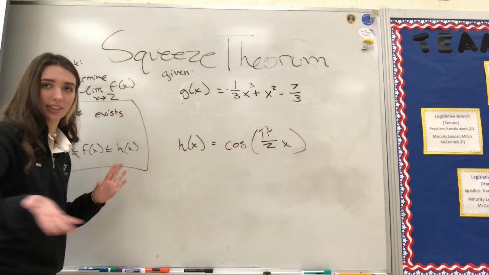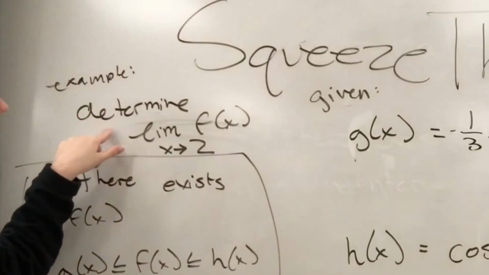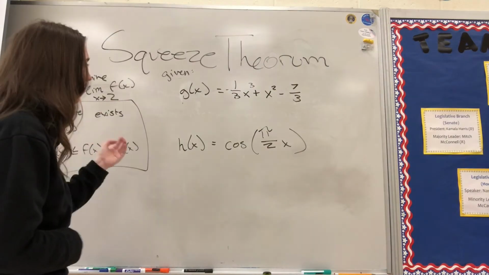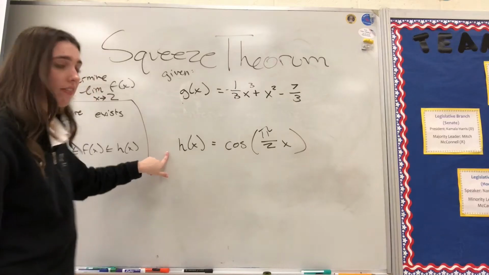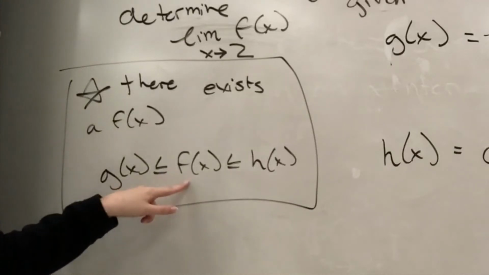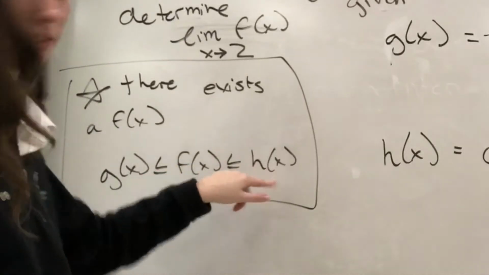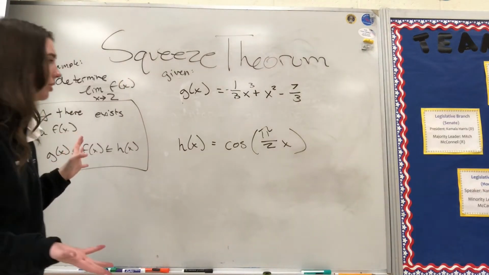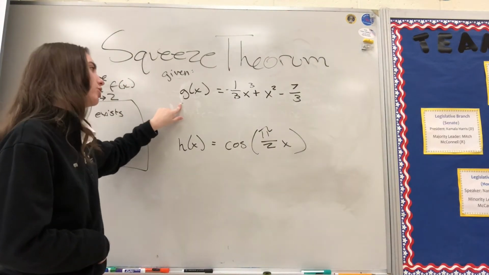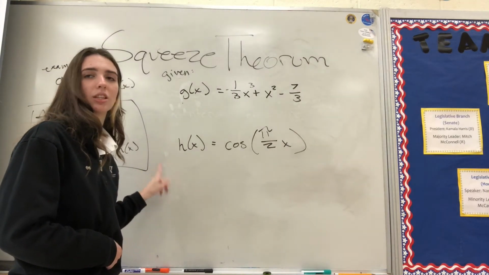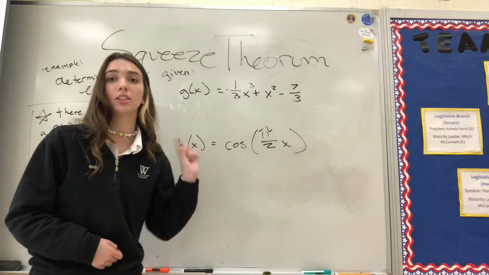This is a problem you might be given. Determine the limit as x approaches 2 of f of x. That's your problem. You're given g of x and h of x, and you're given the condition that there exists an f of x where g of x is less than or equal to f of x that is less than or equal to h of x. So those are the conditions you need to apply the squeeze theorem. The first step to doing this is we'll solve the limit for g of x as x approaches 2, and the same for h of x, because they need to be the same limit for the squeeze theorem to apply.